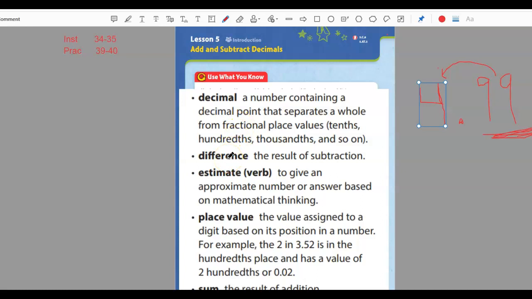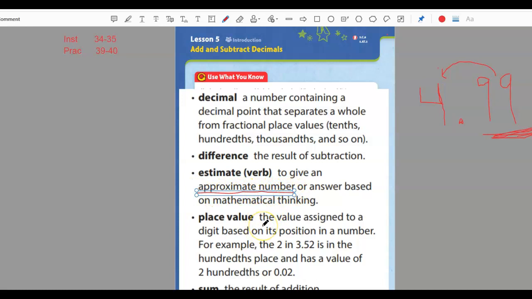Difference, that means we're going to be doing some subtraction. When you're looking for the difference, you always subtract. Estimate, it says it's a verb. That means you're doing something. We estimate numbers. This is close to 5. So if you saw this in a store, something that was $4.99, we would say it costs $5. That's an estimate. We're giving an approximate number.